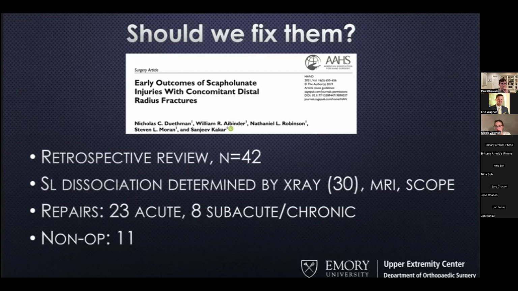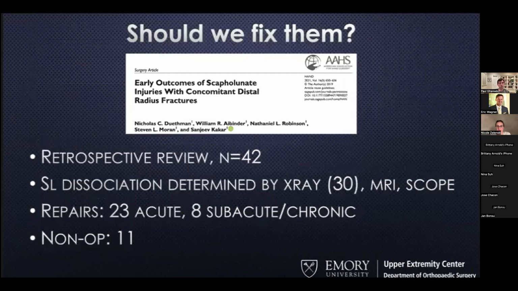Despite the article I just showed that implied perhaps you don't have to intervene, I thought this paper was interesting because it looked at the outcomes of patients who had a distal radius fracture and did intervene on an SL tear. I would argue the weakness of the previous study was that those were arthroscopically identified tears, with no obvious widening on x-rays going into the surgery. So unless you're scoping all of them, it's not a super useful study.